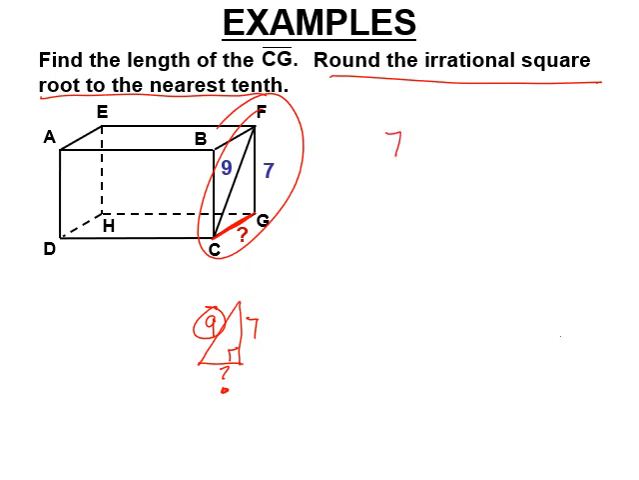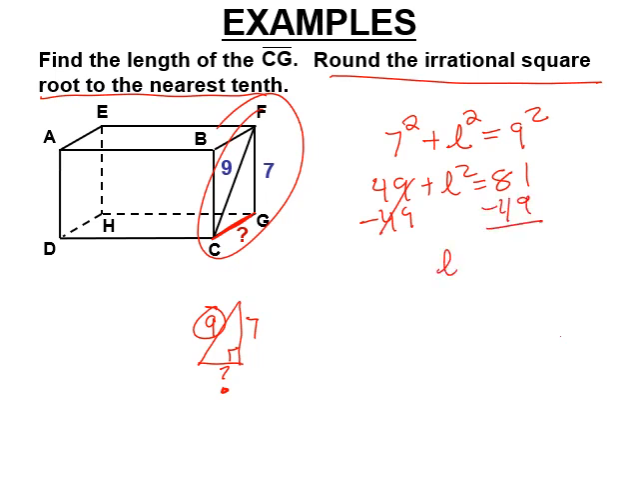So I'm going to put the 7 first just to show you that's the same as putting it second. 7 squared plus leg squared equals 9 squared. 49 plus leg squared equals 81. Subtract 49 from both sides. Leg squared equals 32. Well, that's not a perfect square. So the leg equals the positive and negative square roots of 32, but we aren't going to cross out the negative square root of 32. And it says round.